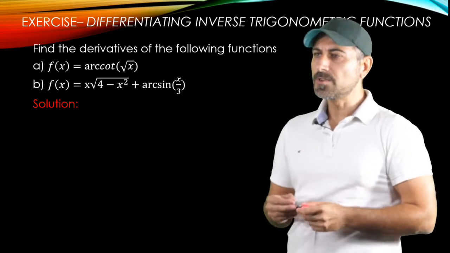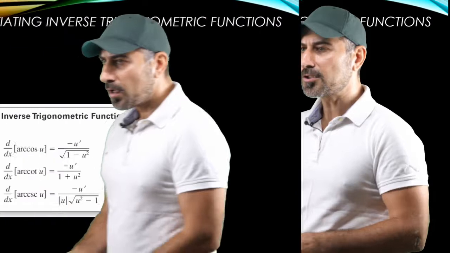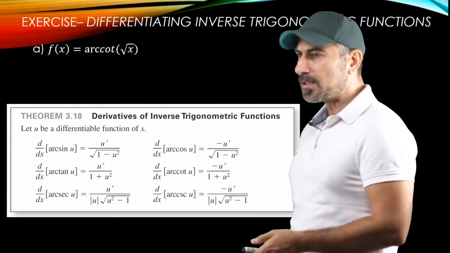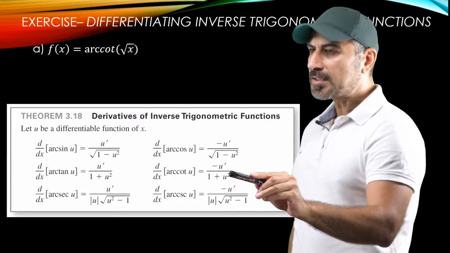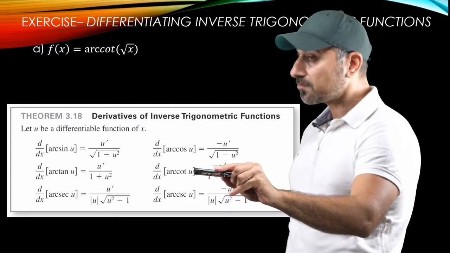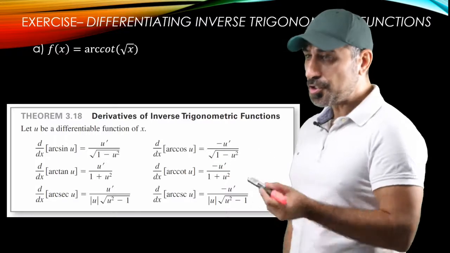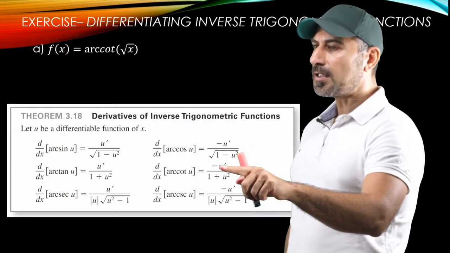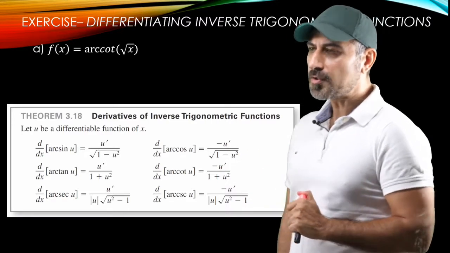Before we hit the road, I want to remind you about the formulas we derived in this lecture. For part A, we're going to need the derivative of the arc cotan function. So for that purpose, we're going to use this formula here. Essentially, if you have arc cotangent of a function of x, which is u here, the derivative of the arc cotangent u is equal to minus the derivative of u divided by 1 plus u squared.